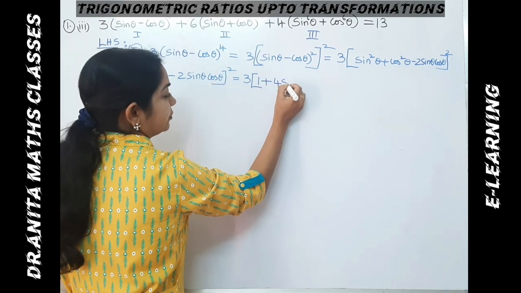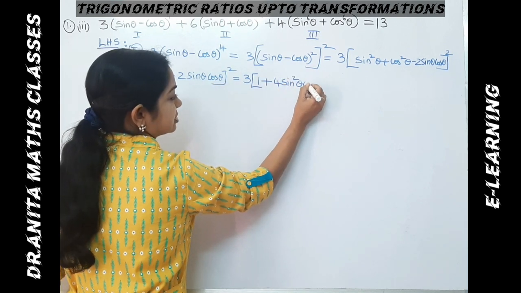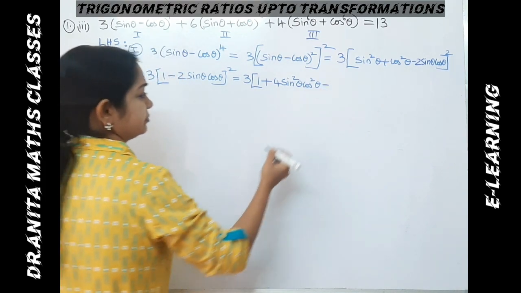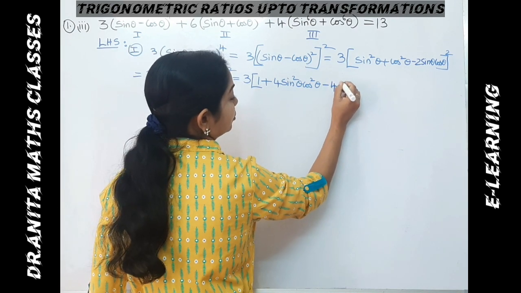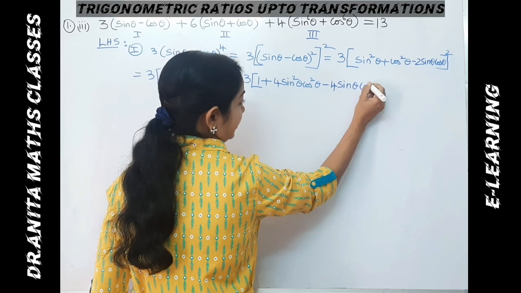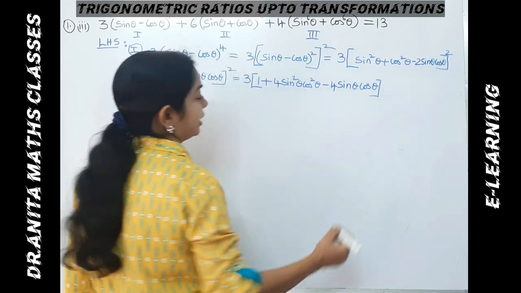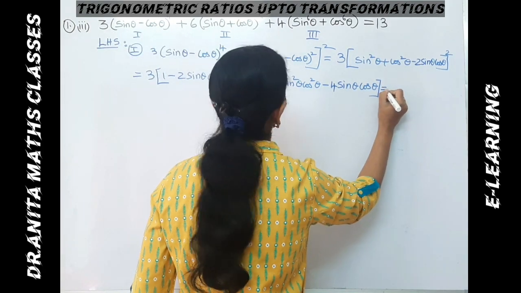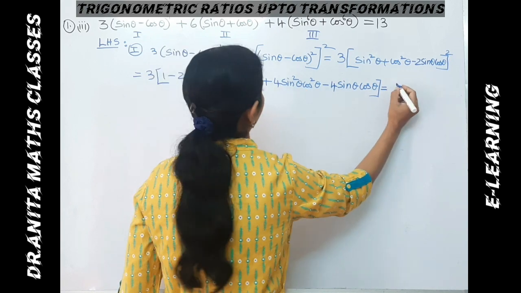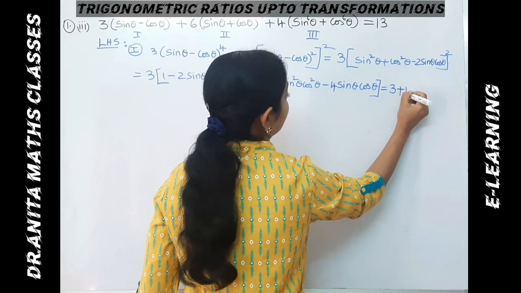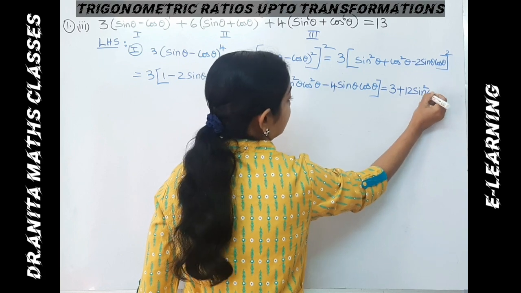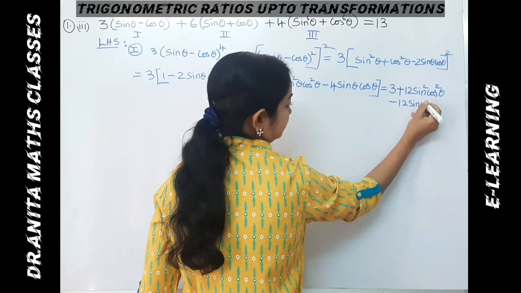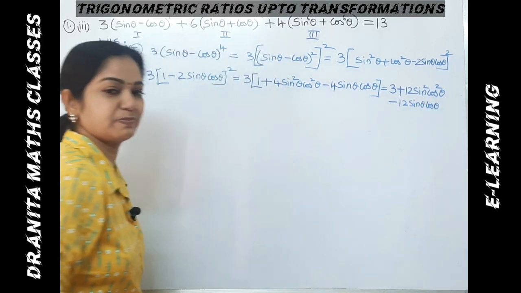So that comes to 4 sine square theta cos square theta, b square, minus 2ab, 2 into 1 into 2, so that is 4 sine theta cos theta. So we got this value. If you completely expand it, 3 multiplied by the whole thing, that comes to 3 plus 12 sine square theta cos square theta minus 12 sine theta cos theta. So this is the first part, simplification.